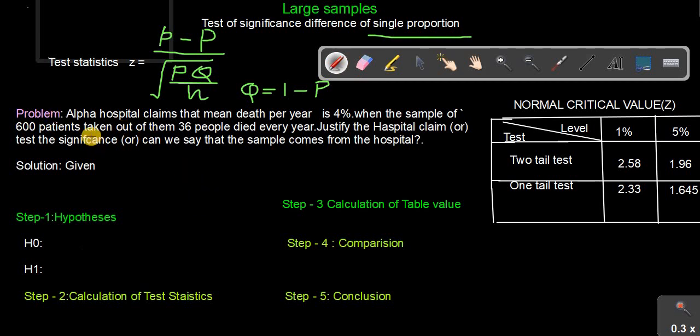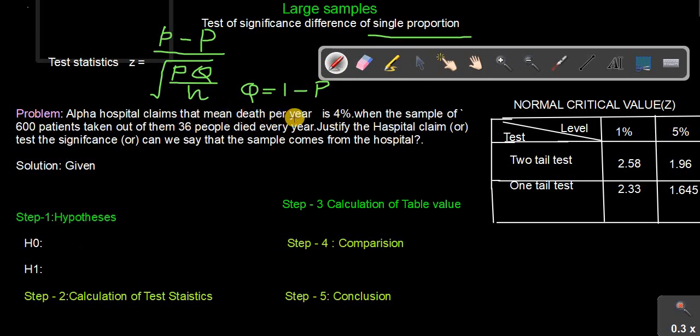Okay, now what is this? Let me read this small piece of the question. Alpha Hospital claims that the mean death per year in the hospital is 4%. So Alpha is a hospital. That hospital claims that the mean death per year is only 4%. What is the meaning? For every 100 patients, only 4 persons are dying in our hospital. That is the claim.